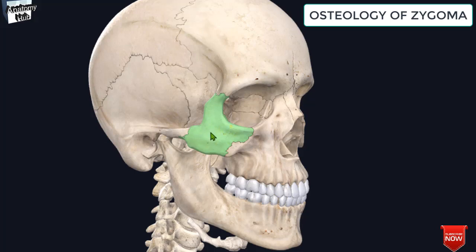So this zygomatic bone articulates with four bones: with the maxilla, with the temporal bone that you can observe over here, with the sphenoid bone, and the frontal bone.